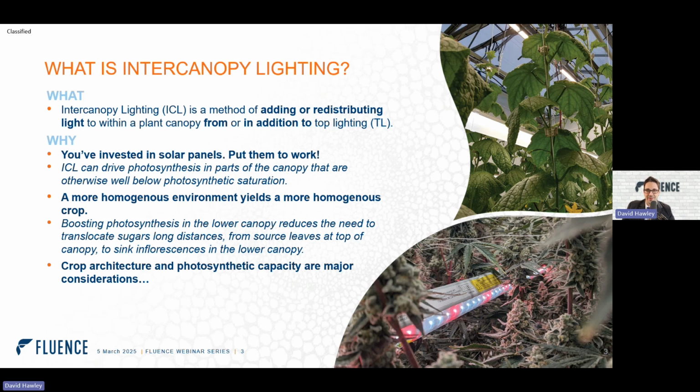So, pretty straightforward in understanding what it is. But a better question is why? Why would you do this? And the answer is simply that you want to be putting light onto plants as efficiently as possible. And it doesn't matter if you're talking about cannabis or lettuce or strawberry or cucumber or tomato. The name of the game is the same.